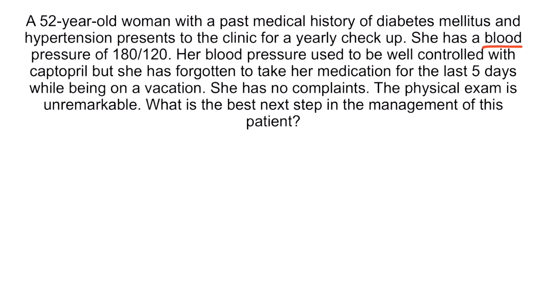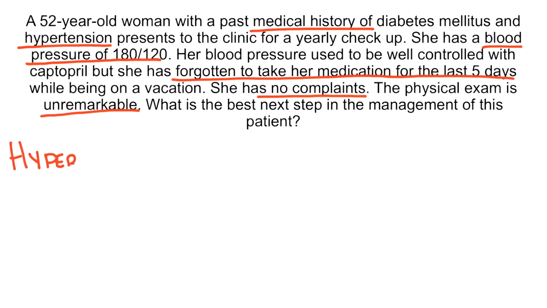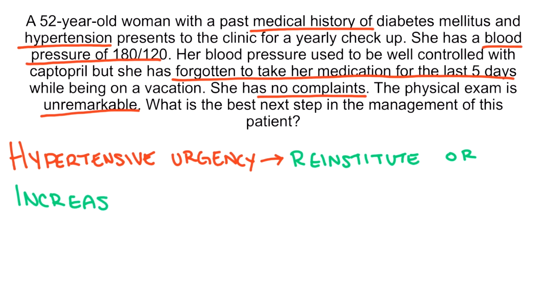This patient presented with a blood pressure of 180/120 and has a past medical history of hypertension. Based on these findings, she is most likely experiencing a hypertensive crisis. She has no complaints and the physical exam is unremarkable. So the type of hypertensive crisis she is experiencing is likely hypertensive urgency, as hypertensive emergency would present with signs of end organ damage. Her blood pressure used to be well controlled with captopril, but she has forgotten to take her medication for the last 5 days. Therefore, we can reinstitute her captopril regimen. The best next step in the management of the patient with hypertensive urgency is to reinstitute or increase the dosage of oral antihypertensive therapy.